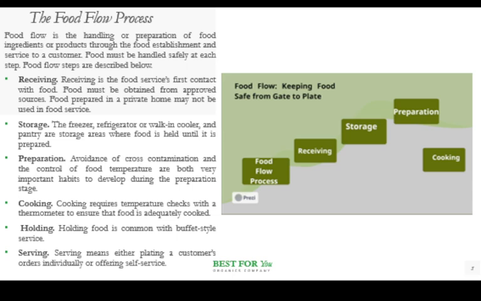Preparation. Avoidance of cross-contamination and the control of food temperature are both very important habits to develop during the preparation stage. When large quantities of time or temperature control for safety foods, or TCS, are prepared, the batch method is recommended for food safety. A TCS food requires time and temperature controls to limit the growth of illness-causing bacteria.